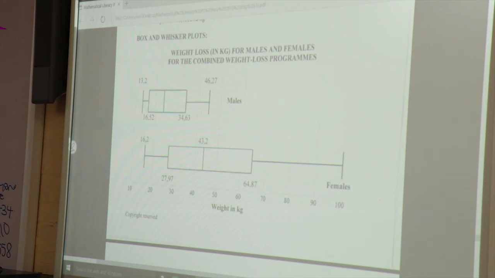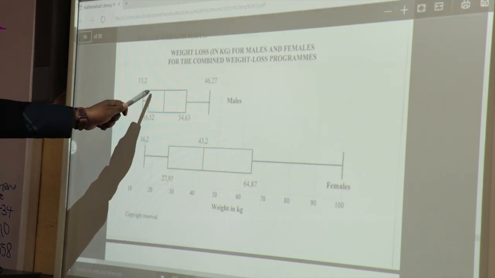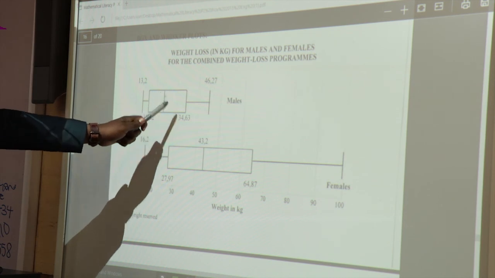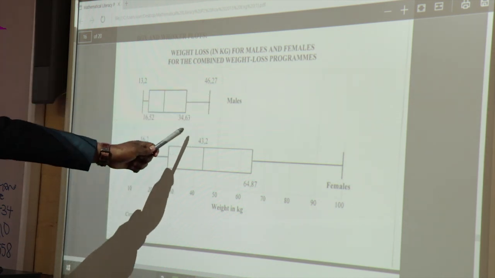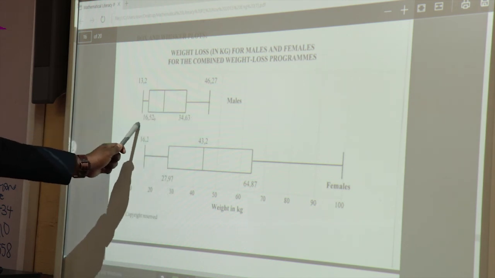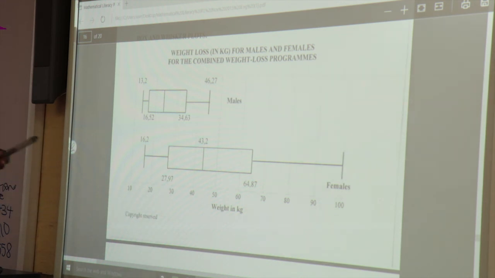So all they have to do is remember the formula. Interquartile range is equal to quartile 3 minus quartile 1. Secondly, they have to remember all these values. This is the lowest value, quartile 1, quartile 2, also called median, quartile 3, and the highest value. So I need quartile 3 minus quartile 1. Females, quartile 3 minus quartile 1.